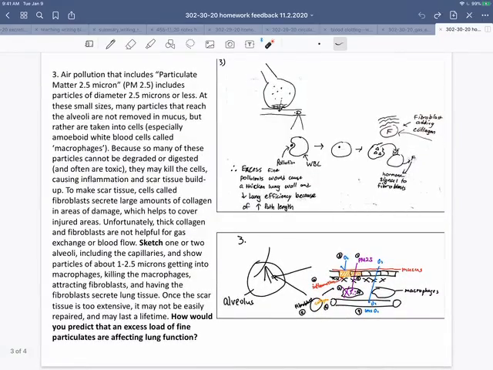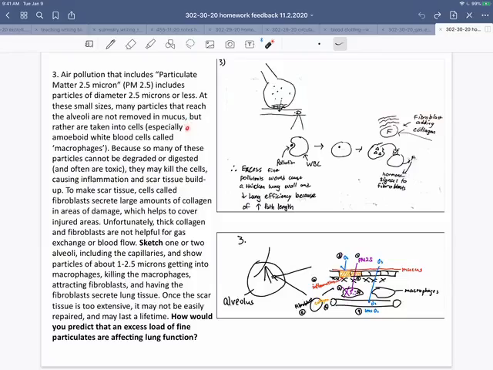In this question, I wanted you thinking about a real problem, which is particulate matter 2.5 microns. So these are particles that are under the size of a cell, but not that much under. And a problem here is that these particles generated by air pollution, they're not removed in the mucus. They're a little bit too small to be easily moved in mucus often. Instead, they get taken into cells.